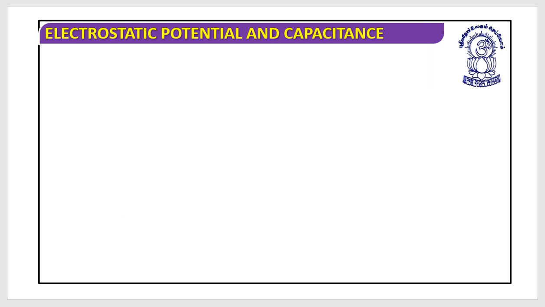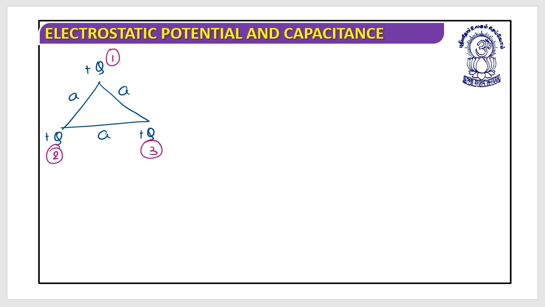This is the initial system having charges q and q, and their separation is a. Our first task is to give them numbers: this is first, this is second, this is third. Let's make pairs: 1 comma 2, 1 comma 3, and 2 comma 3. This would be my initial system.